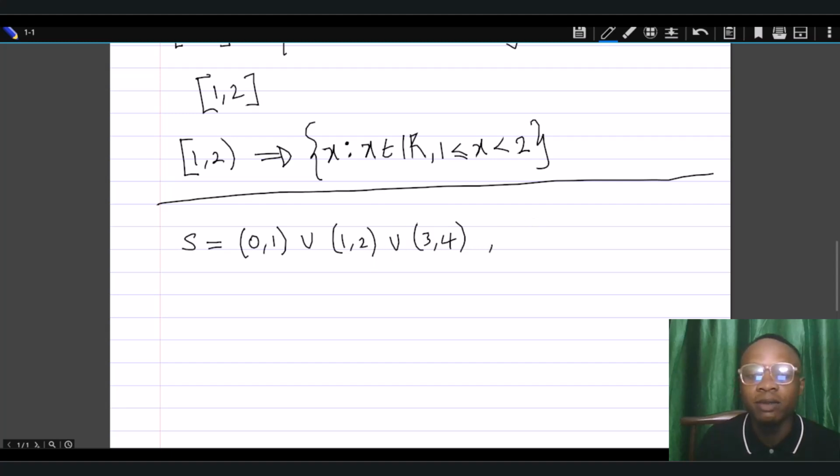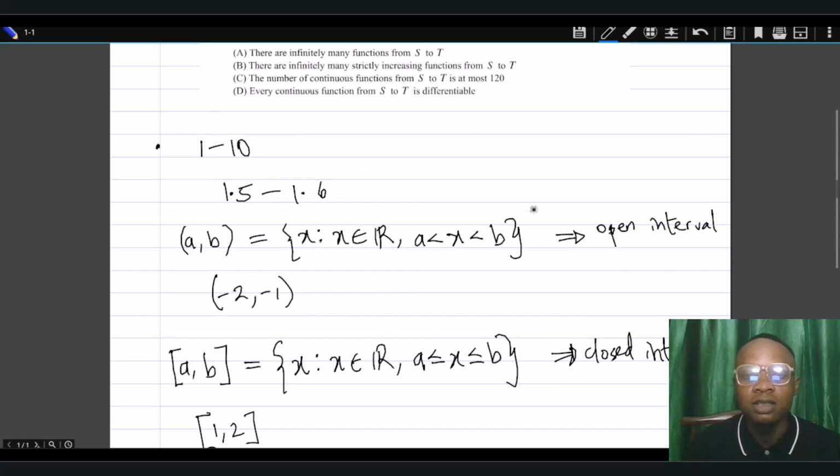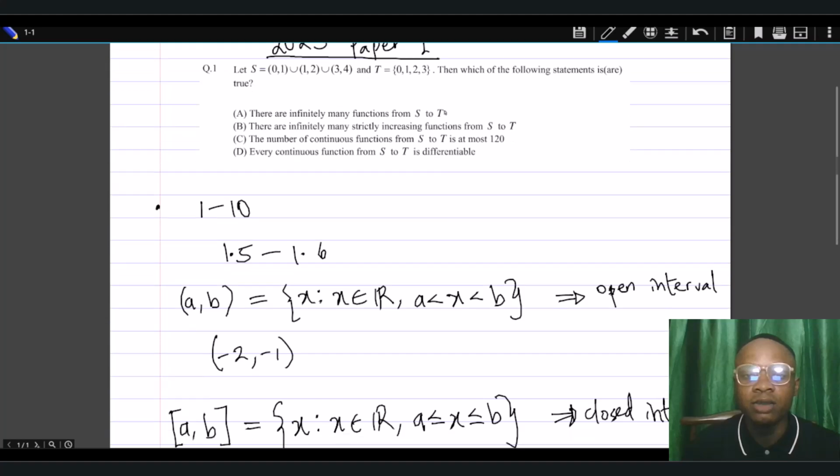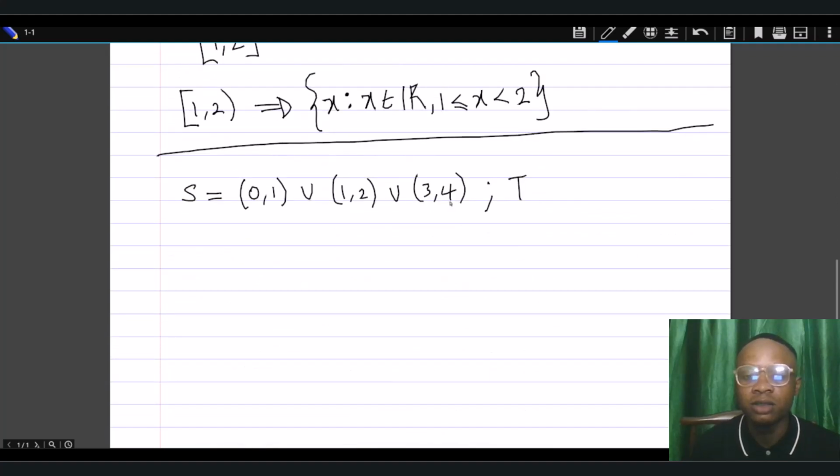All right. Then we also have the set T. The set T is here 0, 1, 2, 3. So this contains 0, 1, 2, and 3. In this case, this is a finite set because we can obviously just list out all the elements. So these are all the elements of the set T.